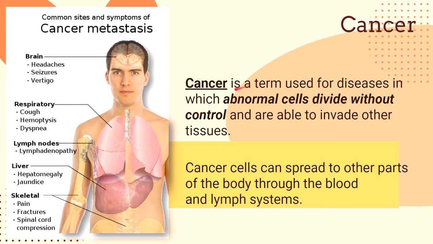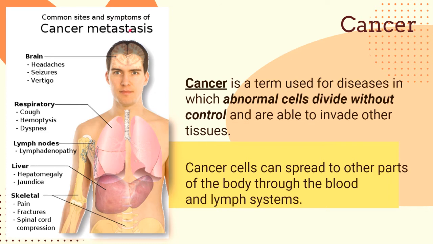So cancer is the term used for diseases in which abnormal cells divide without control, continuously undergoing cell division, and they are able to invade other tissues of the body. They can spread throughout the body through the blood and lymph system.